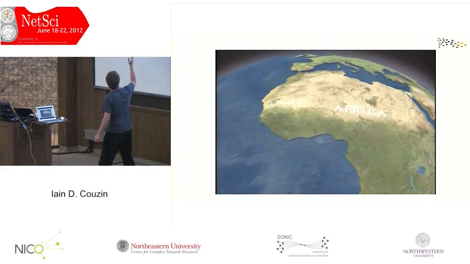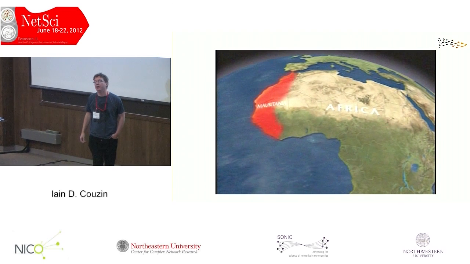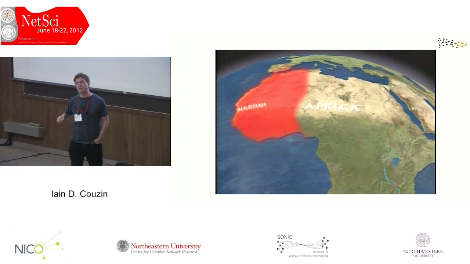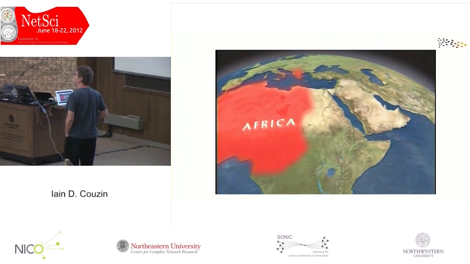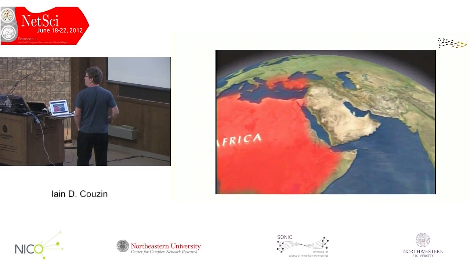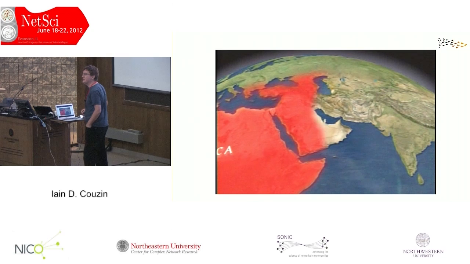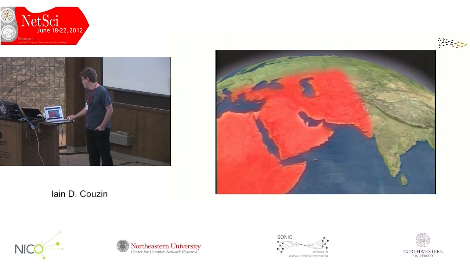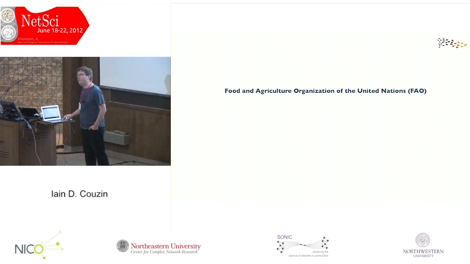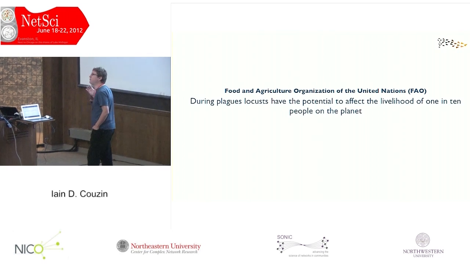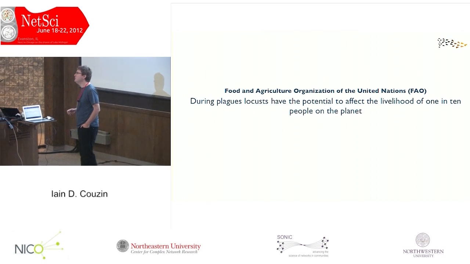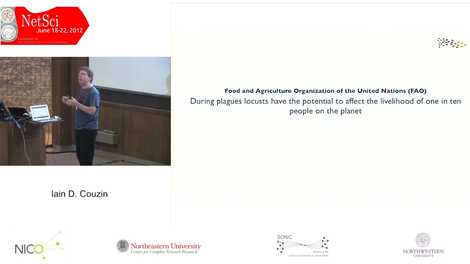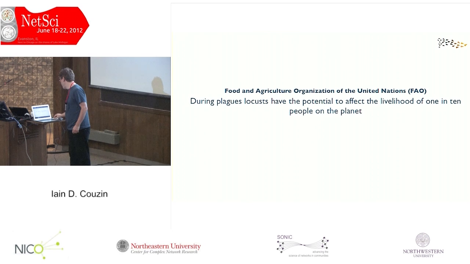I do my field research in Mauritania, in West Africa, and I'm showing you the distribution of one species, the desert locust. The desert locust can invade up to 1/5 of the Earth's land surface during plague years. The Food and Agriculture Organization of the UN estimate that they influence the livelihood of 1 in 10 people on the planet. It's hard to think of a greater impact than that.